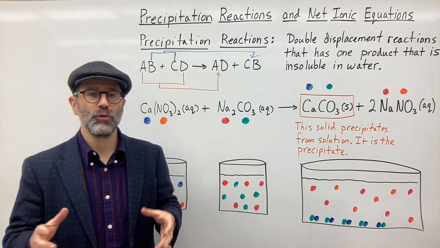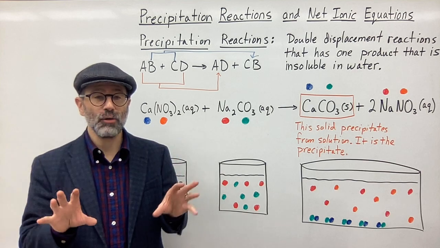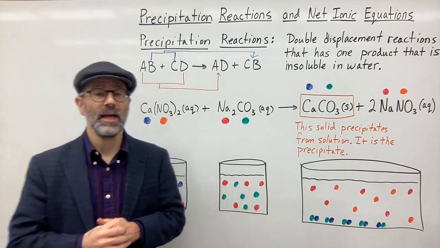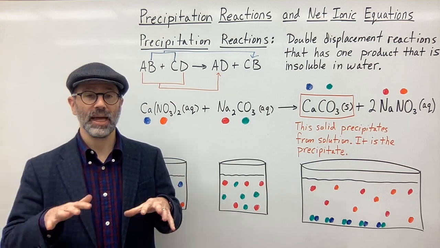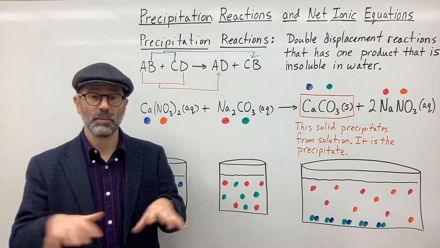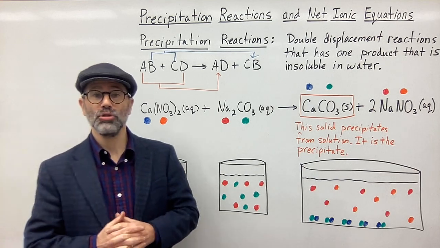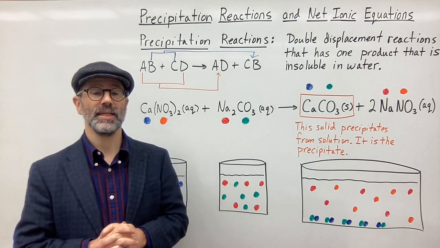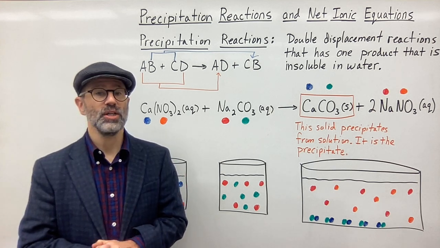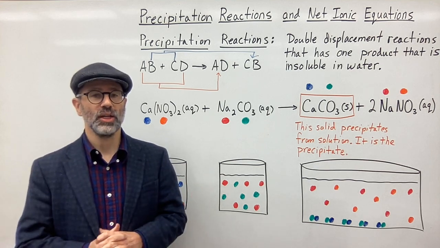So you start off with two clear solutions, you mix them together, all of a sudden you see cloudiness. That indicates you have a solid forming, and if you give it some time, it likely is going to settle to the bottom and you'll see the solid form that way. So usually it's very clear cloudiness that forms that indicates that you have an insoluble substance that was formed, meaning it can't be dissolved in water.